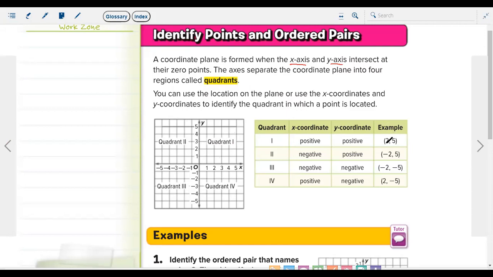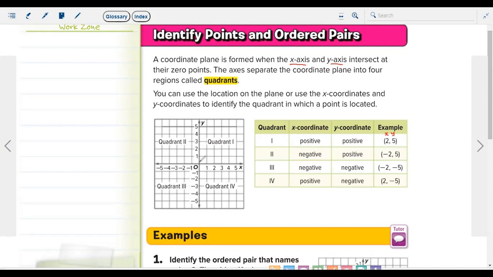For example, the point (2, 5). How can I get to the point (2, 5)? We always start from 0 and we always go on the x first. Any point can be considered as x and y. You cannot say y and x. It's an agreement all over the world. It's x, then y, all the time.